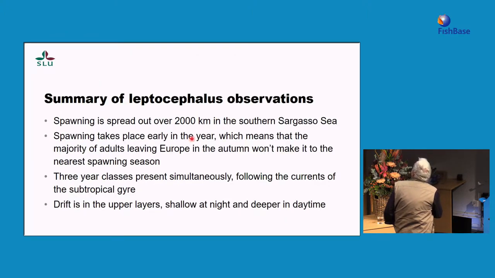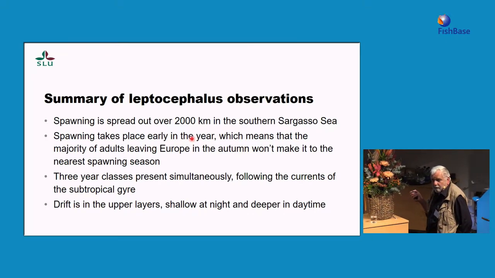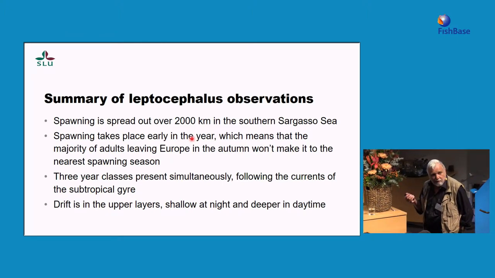Sorry. So, to sum up about the leptos, it's a large spawning area, and it takes place early in the year, and the slow migration speed of the adults means that most of them won't be able to reach the spawning area the same year as they leave Europe. And as I said, there were three different year classes of leptos in the subtropical gyre, and they drift in the upper layer, shallow at night and deeper in daytime.